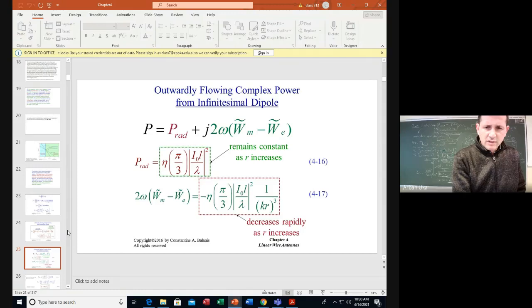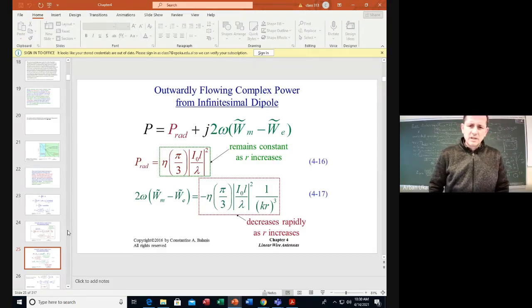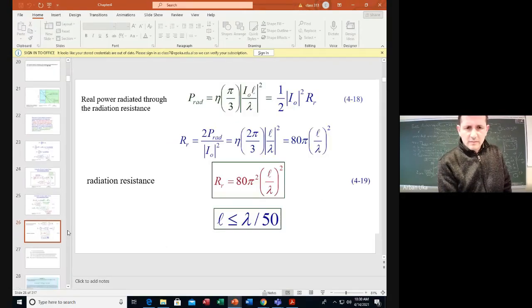And the reactive one, we also notice that... this is an essential aspect that we should take note of: the radiated power remains constant as R increases, and the other, imaginary power, which is the reactive one, decreases very fast with R. It's changing as 1 over R to the power 3. And the radiation power is expressed with these terms here.